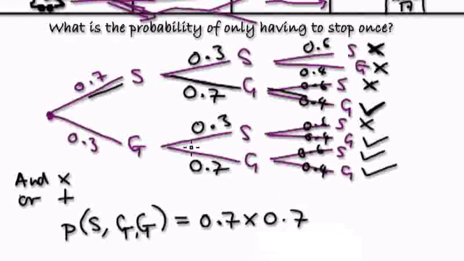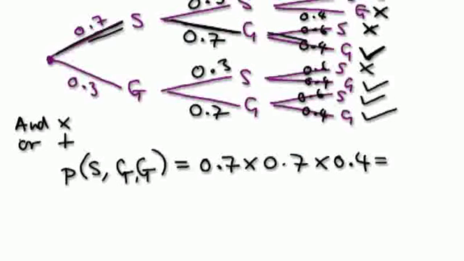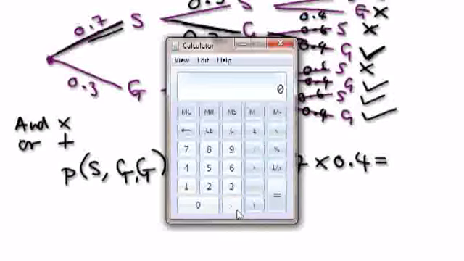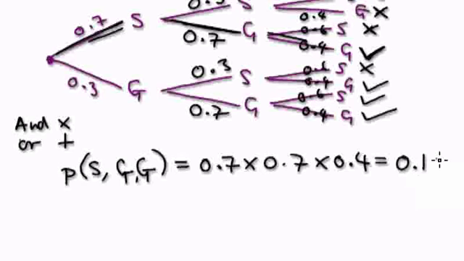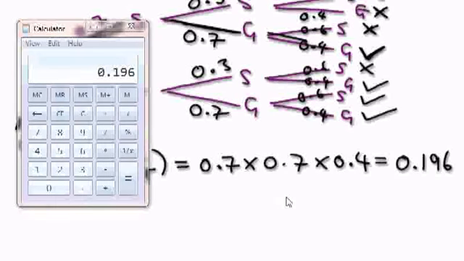So it would be 0.7. Remember, this is 0.7, this is 0.7. And then we need go. So this would be 0.4. So let's jump to a calculator. Calculator, hang on. So it would be 0.7 times 0.7 times 0.4 equals 0.196. Let me double check. Yeah. Okay.